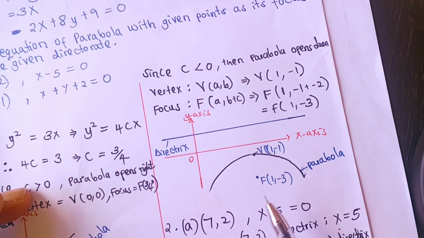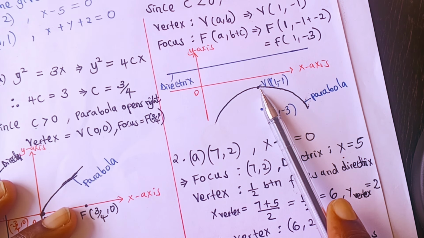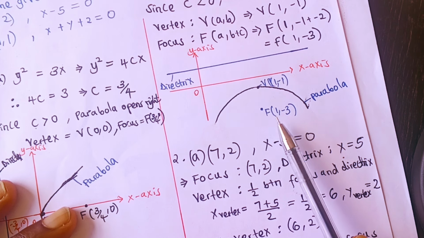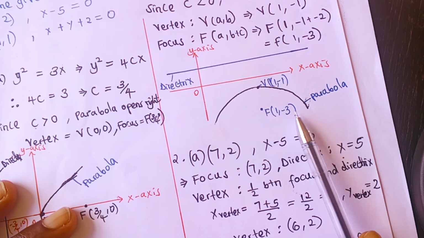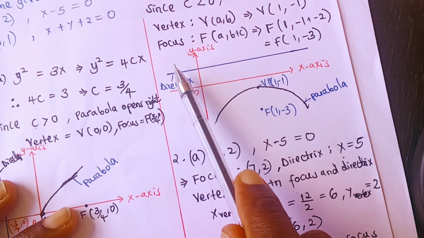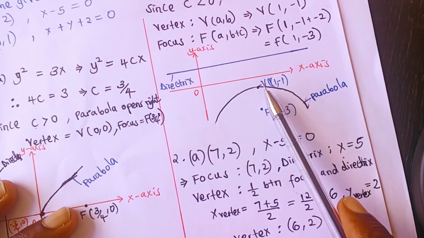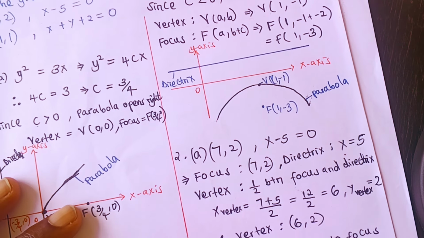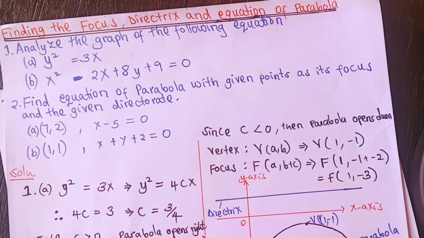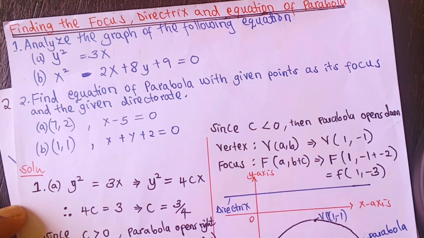So you can draw the parabola. It will look like this. This is the vertex, which is (1, negative 1), and this is the focus, which is (1, negative 3). Here we have the parabola, the x-axis, the y-axis, and the directrix, which is always behind the parabola. So we are done with question 1. Let's go to number 2: find the parabola with the given points as its focus and the given directrix.